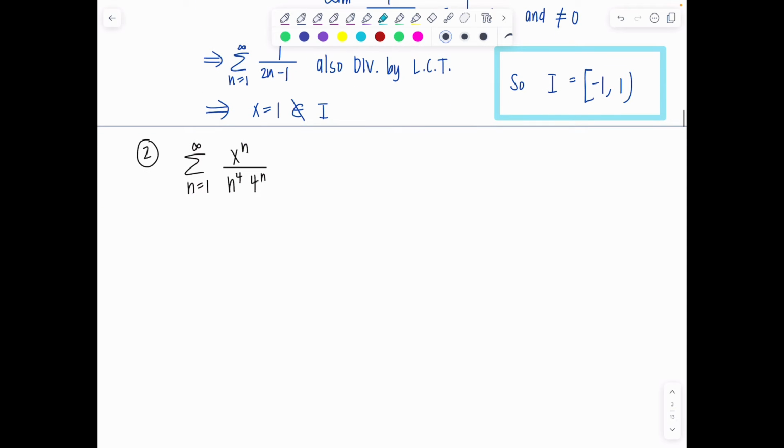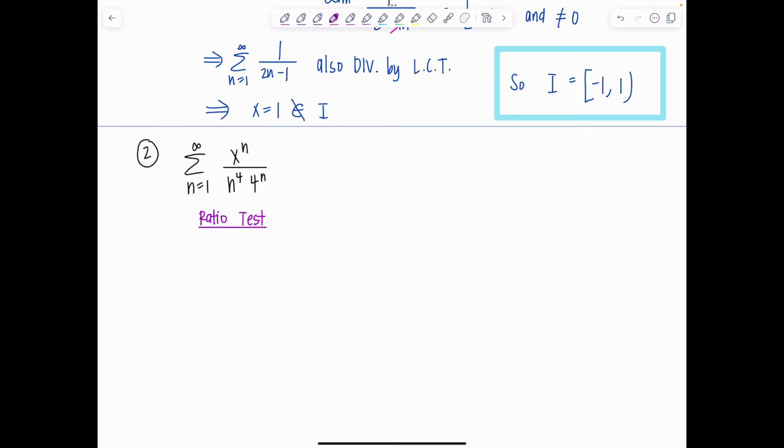So example 2, we have the sum n equals 1 to infinity of x to the n over n to the 4th times 4 to the n. Again, ratio test will work just fabulously for this, so let's go ahead and use it.